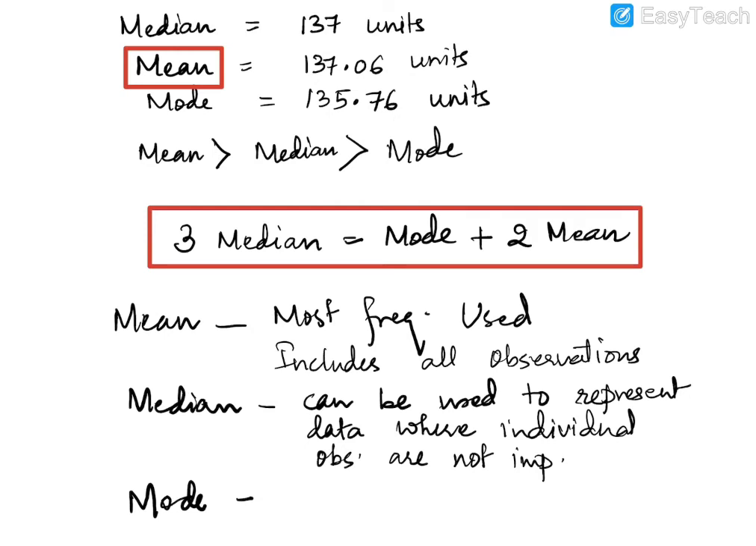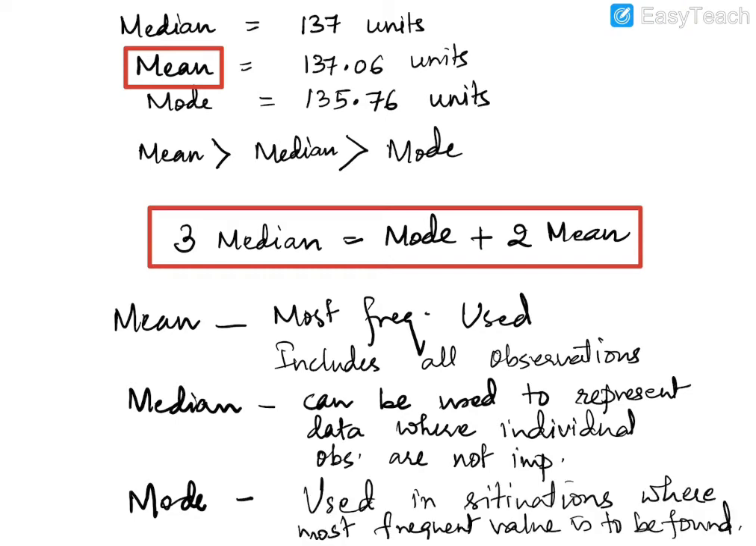In other real life situations where we need to find the most frequent value, for example, the most popular game or a consumer item that has greatest demand, or a product that is liked most by the people. So in such cases, we represent the data by finding its mode.